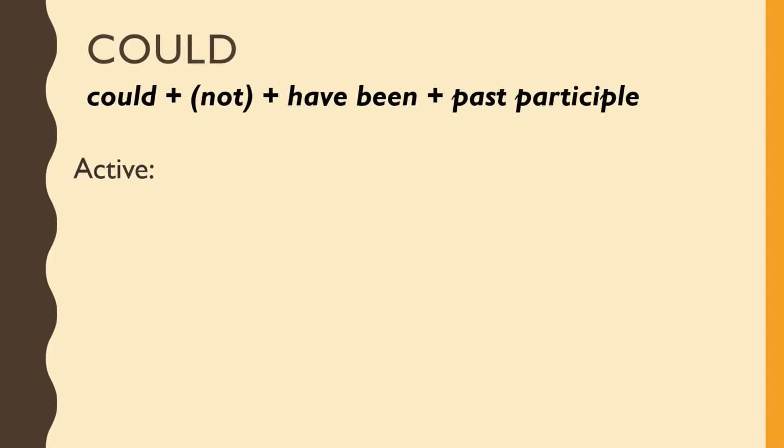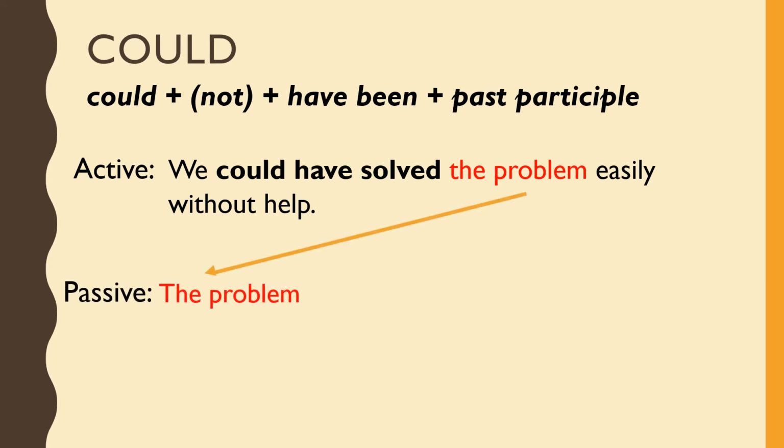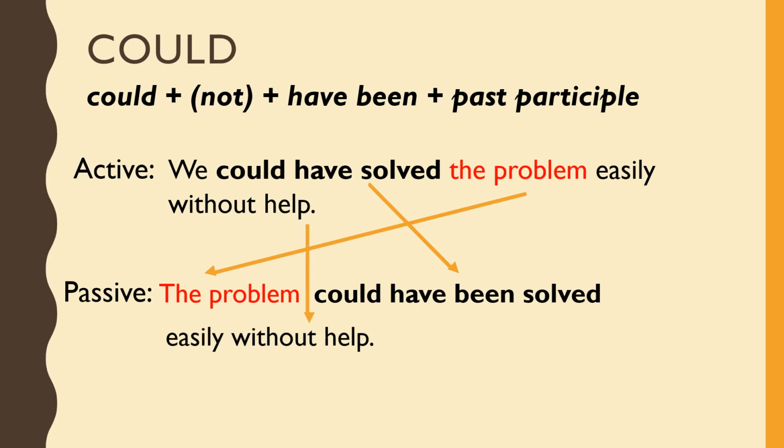Let's look at some examples showing how to form passive sentences with could have been plus pp. The active sentence is we could have solved the problem easily without help. When we turn this to a passive sentence, it will be the problem could have been solved easily without help.